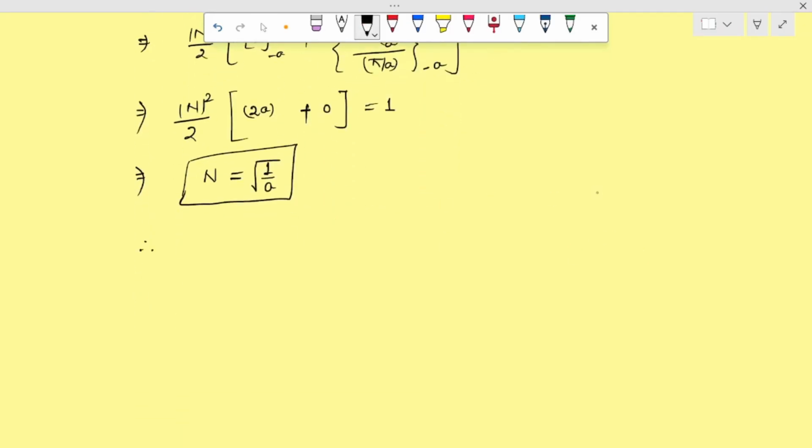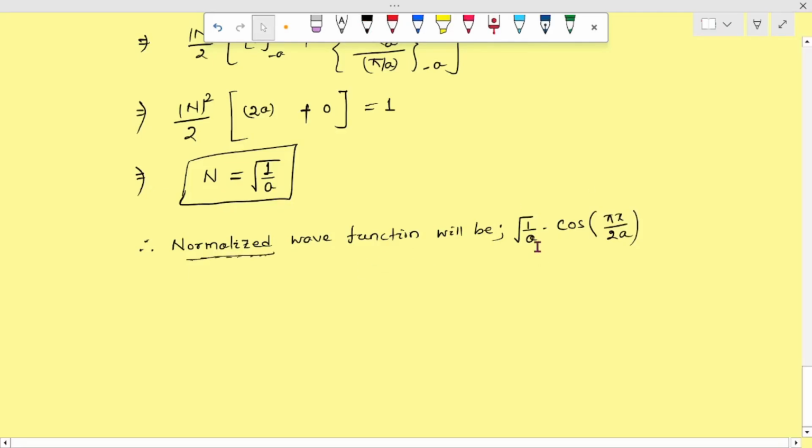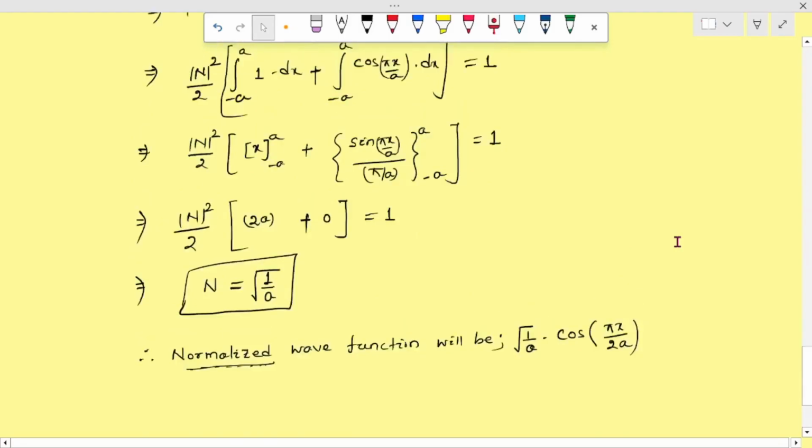Therefore the normalized wave function will be root over 1 by a into cos pi x by 2a. Okay, so here we found the normalized wave function as this one. This wave function will be used to find the expectation value of Hamiltonian.